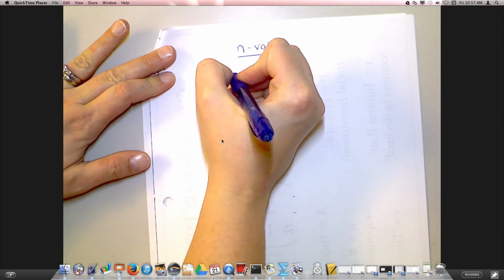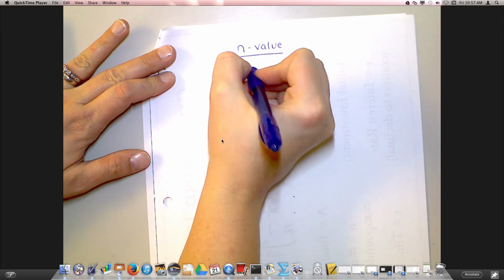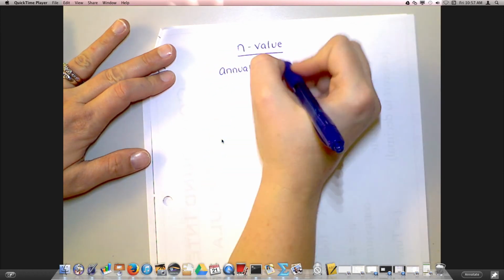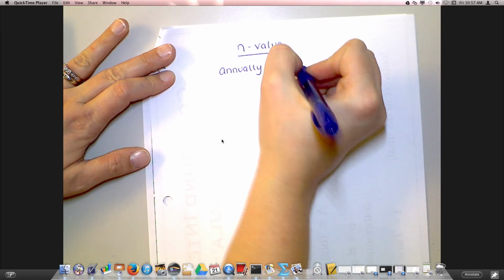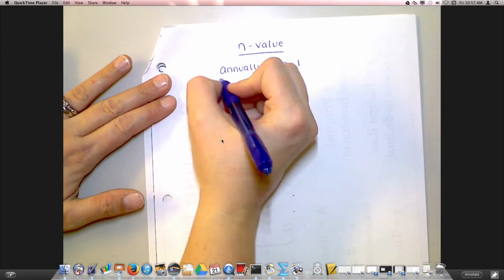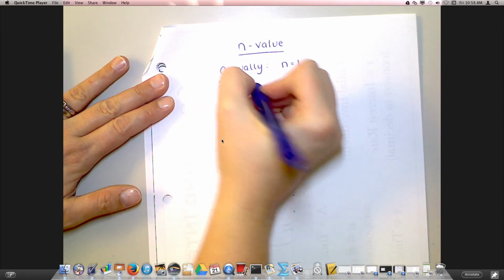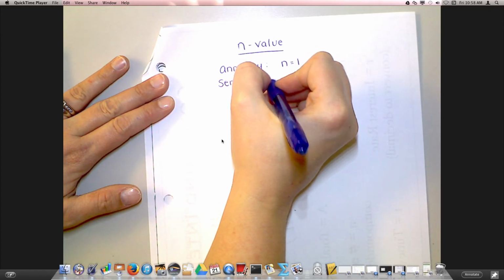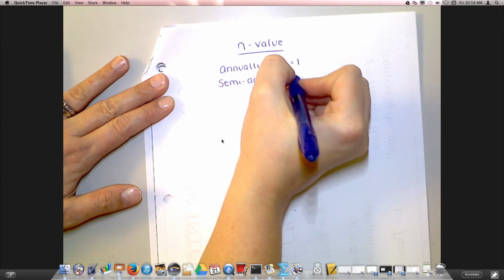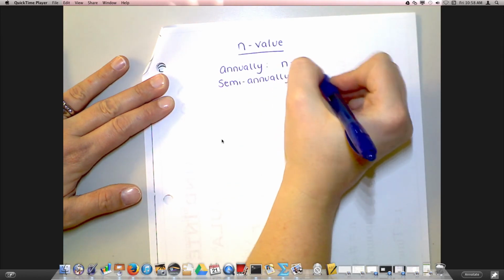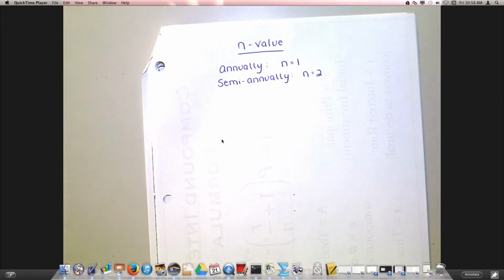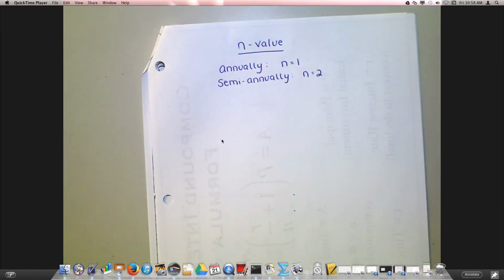Annually. Anyone know how many times a year that is? Once. Once, yep. So if it says annually, your N value is going to equal 1. Okay? What about semi-annually? Nope, that's twice a year. Just a second, and then I'll explain that one. What you're thinking of is biannually. Biannually means every 2 years, so that's like half of a time every year. You probably won't run into that with interest rates, but for semi-annually, N equals 2.